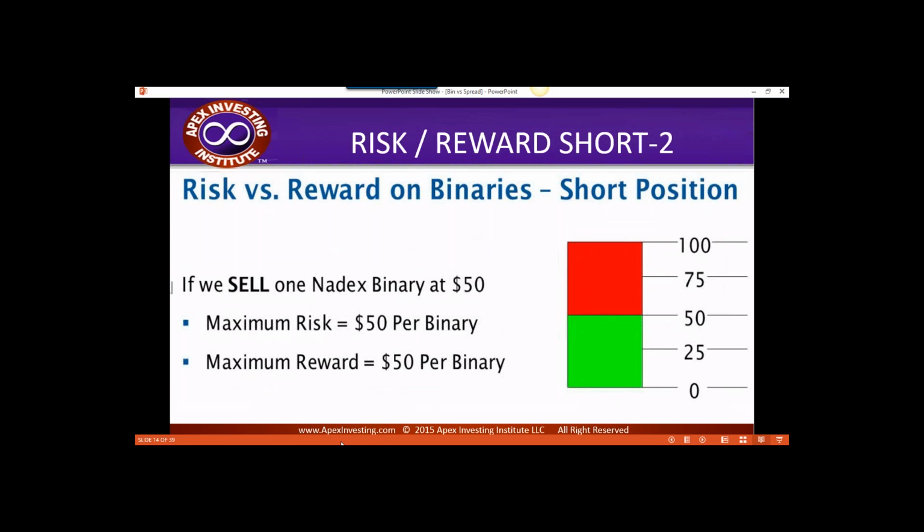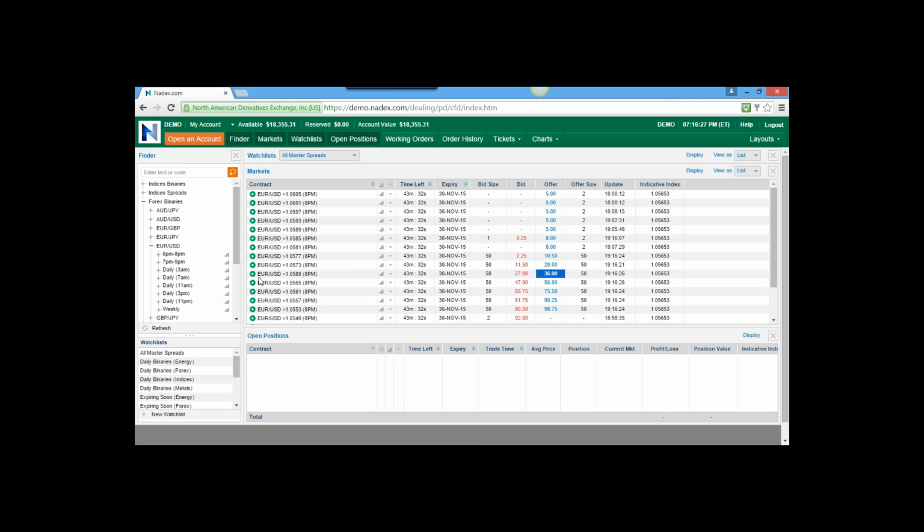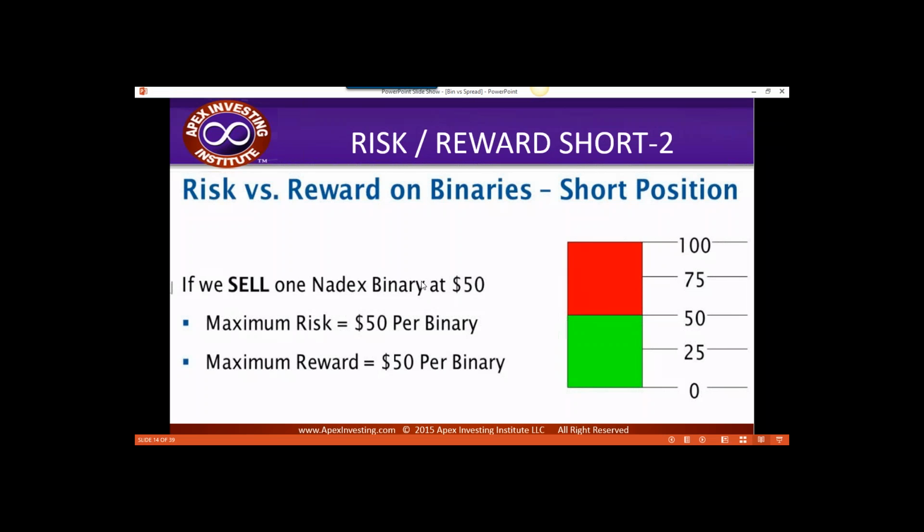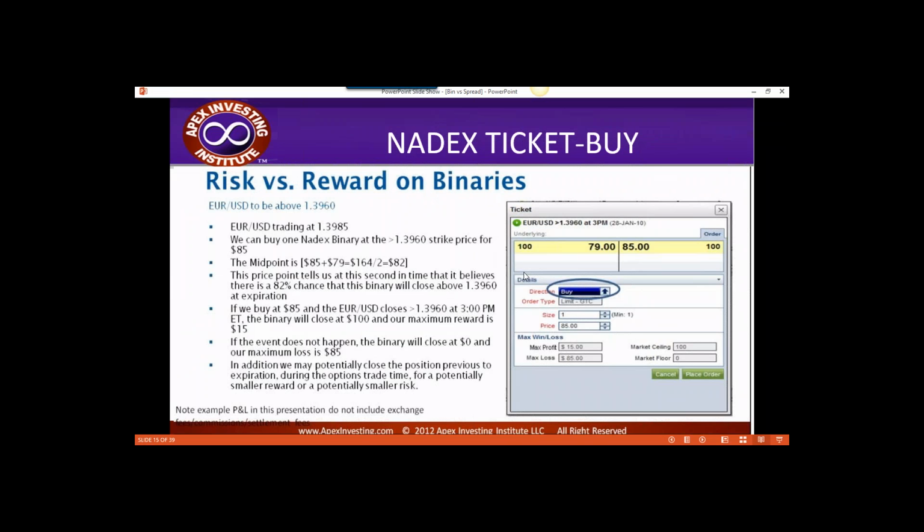Okay, because remember over here, when we're looking at the different binaries, there's different ones available. See all these different contracts? I can buy this one for 8, 10, 20, 39, 57, 77, 90. There's different binaries that I can choose. So depending on which one I choose and where I buy or sell at is going to determine my max risk and my max reward. So for example, if I sold a Nadex binary at $50, then my maximum risk is $50 and my maximum reward is $50. Okay? So there's an example of buying and selling a binary.